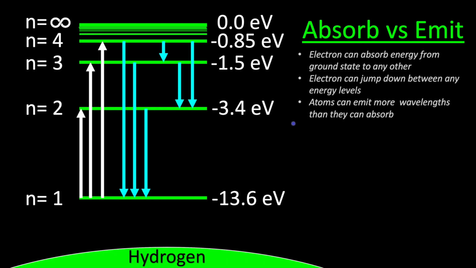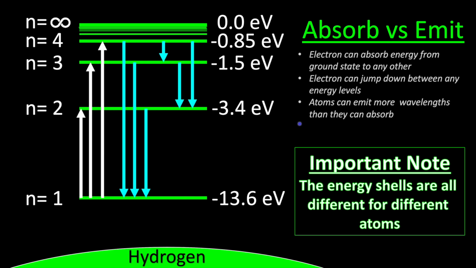And that's all the information I wanted to go through for today. Just one last important note, that the energy shells are all different for different atoms. So these numbers will not be the same for every different atom. This is just specific to hydrogen. We're using it as an example because it's a fairly simple one.